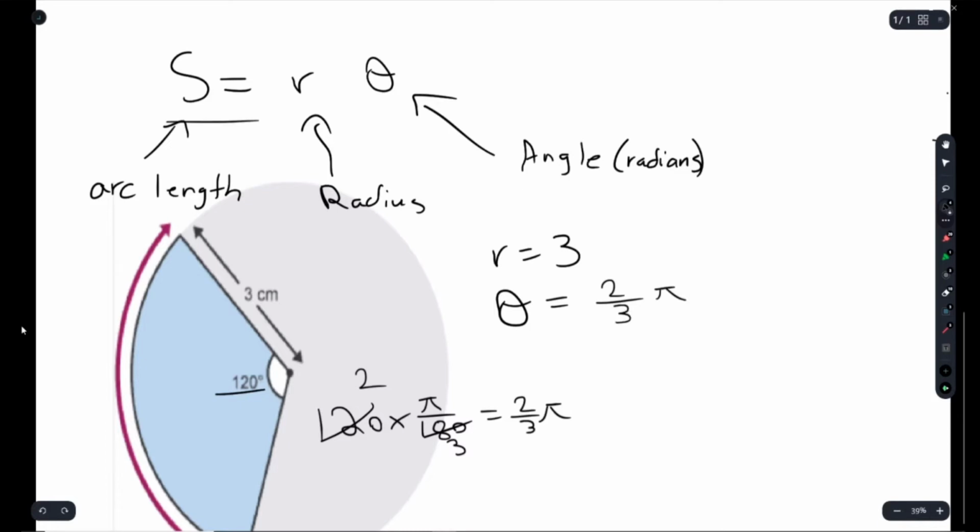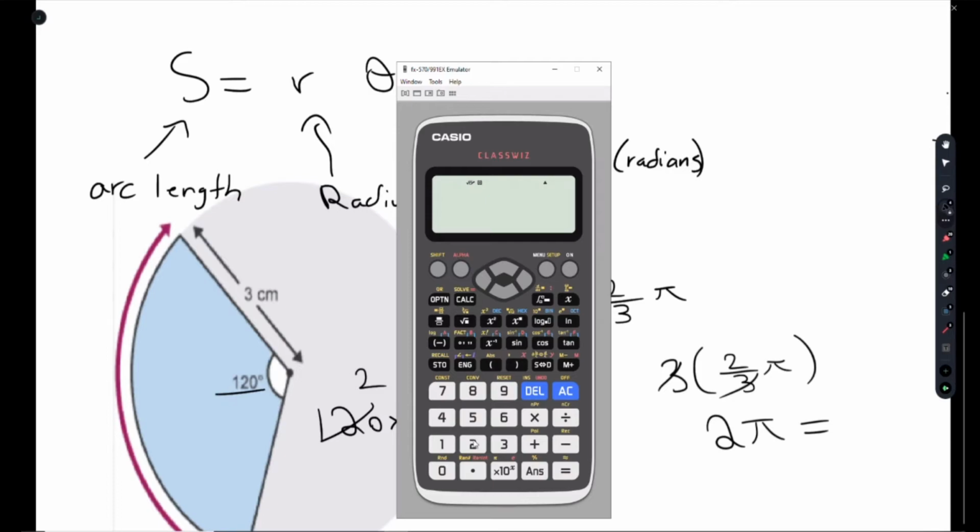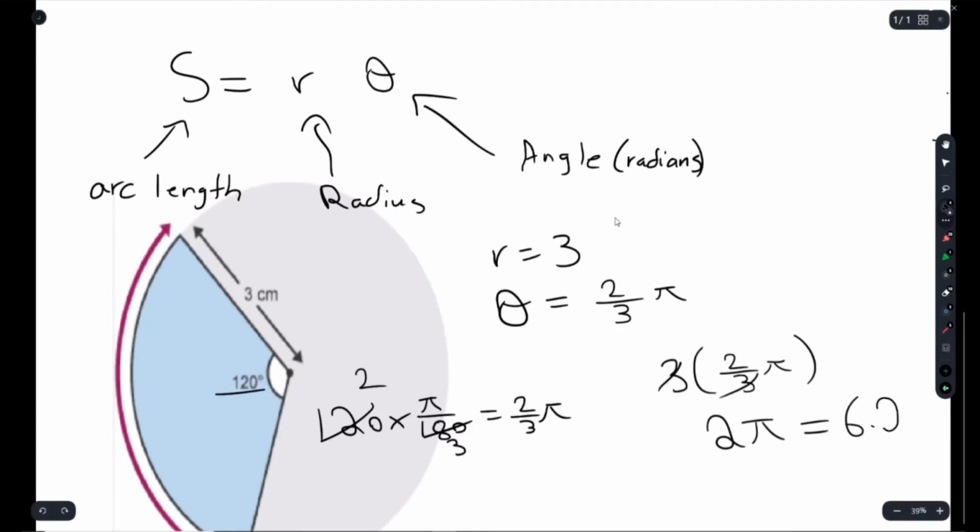So to get the arc length, we multiply the r by the theta. It's 3 times 2 over 3 pi. This crosses out with this, so the answer is 2 pi, or if they ask for it in non-pi, 2 times pi. So it's 6.28. That's the arc length.